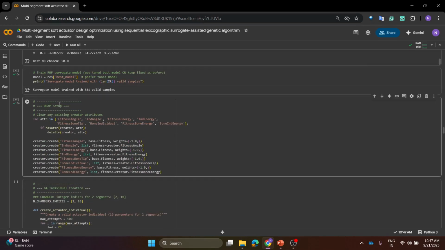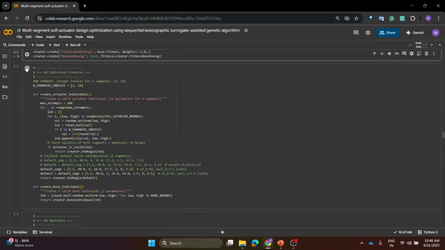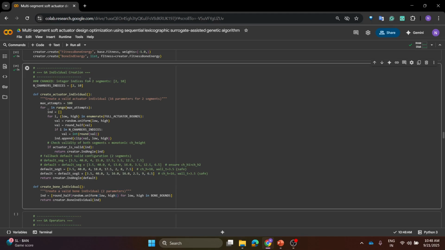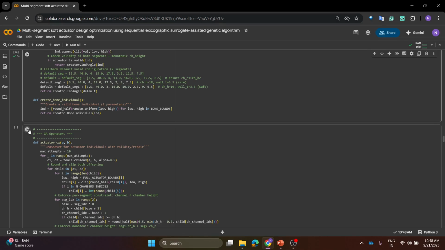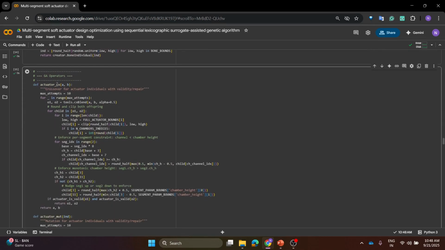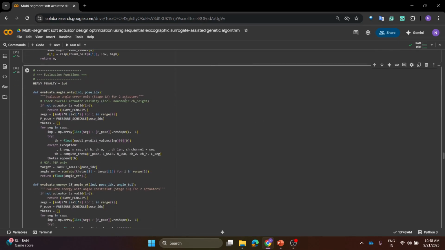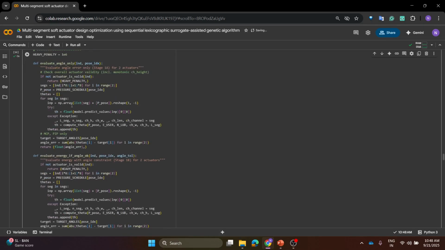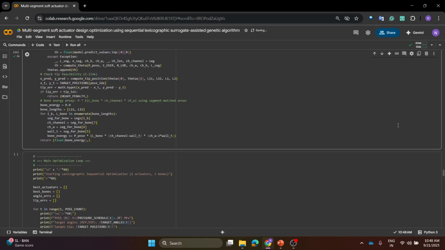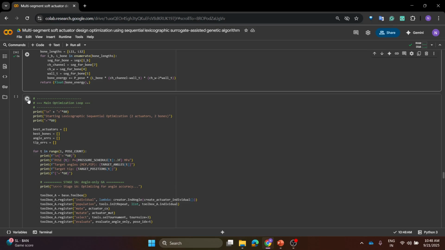Here it is the DAP setup toolbox, which I said earlier is the rulebook thing. The GA individual: we are creating individuals for the actuator and for the bone. The GA operator: here is the definition of crossover and mutation functions within the actuator and bone. Evaluation functions: here will be the definition of angle, the energy, all of these things. And this is the main optimization loop.